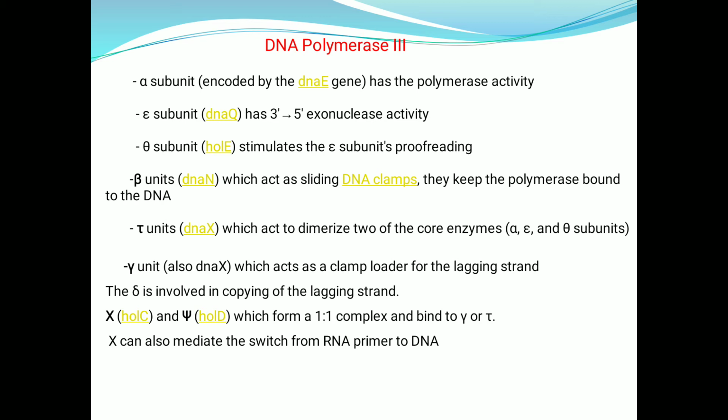And tau units are coded by the dnaX gene, which acts to dimerize the two core enzymes. Each core enzyme consists of alpha, epsilon and theta subunits. Next, the gamma unit, which is coded by the gene dnaX, acts as a clamp loader for the lagging strand, not for the leading. Here it will act as a clamp loader for the lagging strand. The delta is involved in copying of the lagging strand, and chi, which is coded by the gene holC, and psi, which is coded by holD, form a 1:1 complex and bind to tau or gamma. Chi also mediates the switch from the RNA primer to DNA.